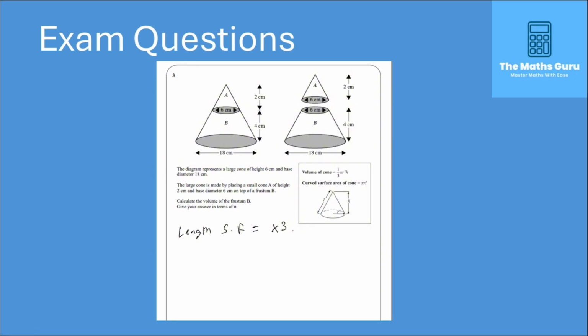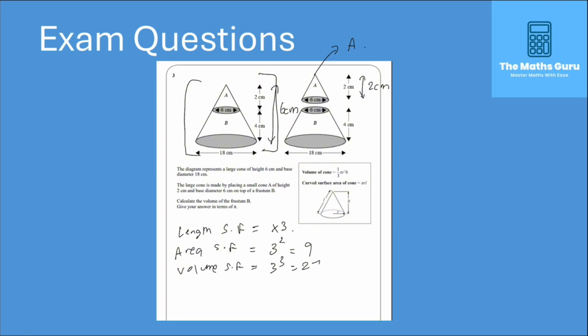So the two similar shapes are our small cone A and our larger one, this whole thing here. So what we need to do is see that the height of this cone is 2 centimeters, but the height of the larger cone is 6 centimeters. So 6 divided by 2 is going to be 3. So that is our length scale factor. That means our area scale factor is going to be 3 squared, which is equal to 9. And our volume scale factor is going to be 3 cubed, which is equal to 27.